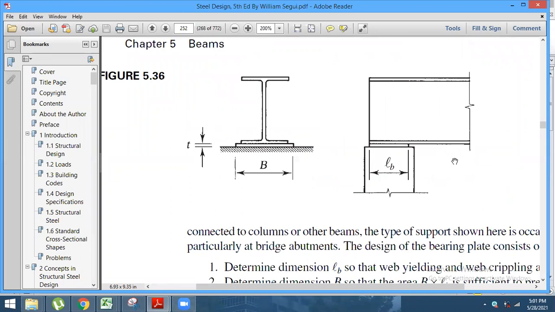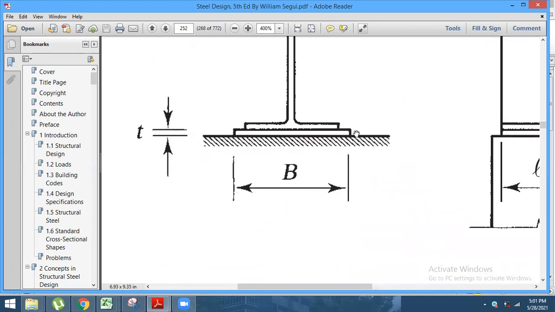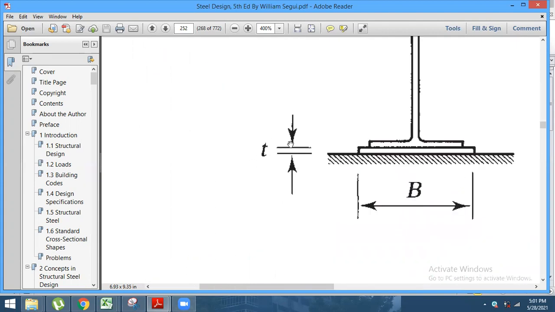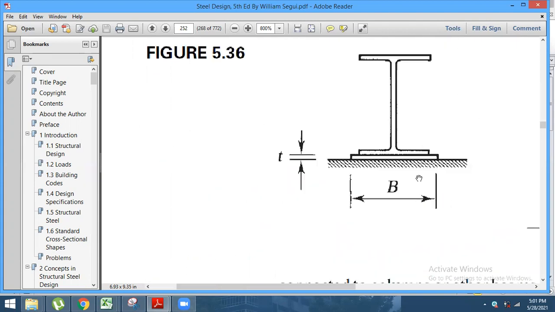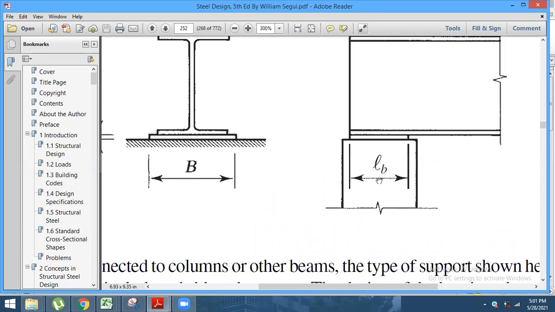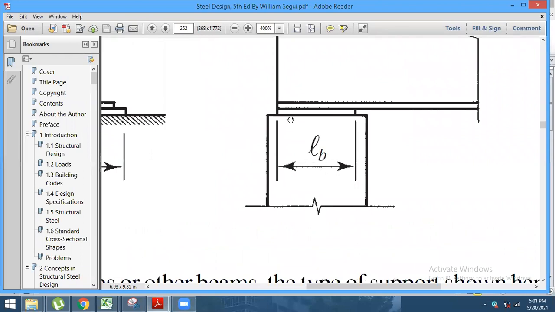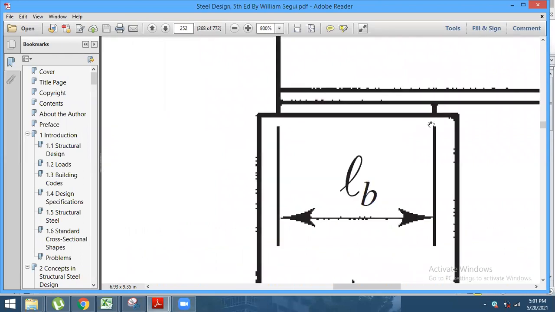Please take note of the dimensions niya na in-specify niya sa notations. So the B is the width of the flange, width of the bearing plate. That T is the thickness of the plate. This LB, kumbaga itong beam na to is nakapatong dito sa bearing plate na to. So meron tayong LB na ito na length niya na LB.